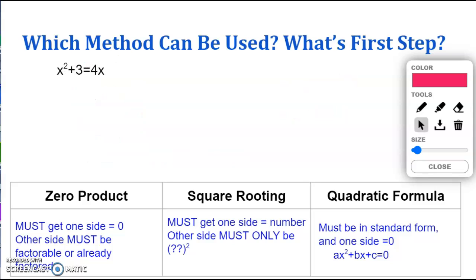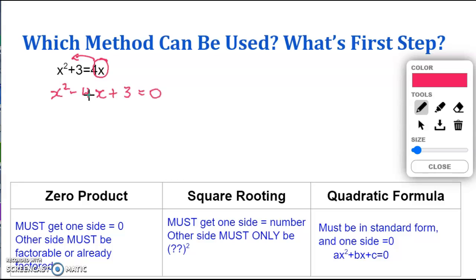What about this problem? x squared plus 3 is equal to 4x. Okay, this time we have an x term. That means we cannot use square rooting. So we have the choice between zero product and quadratic formula. Either way, I need to convert to standard form, which means that I need to bring the 4x to the other side by subtracting 4x, so that becomes x squared minus 4x plus 3 is equal to 0.